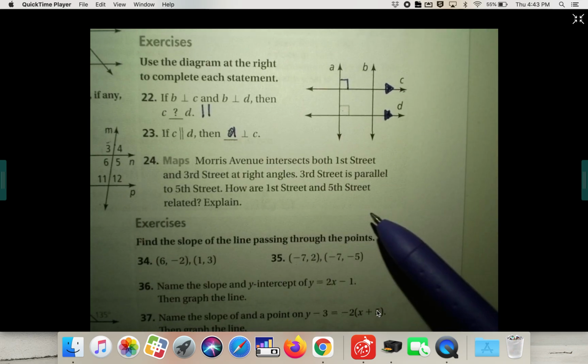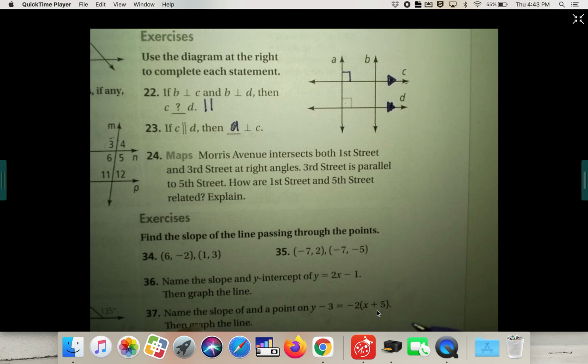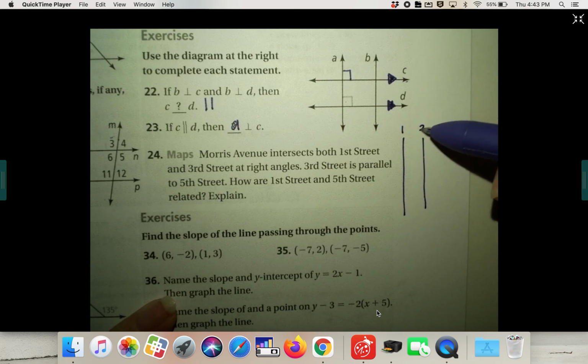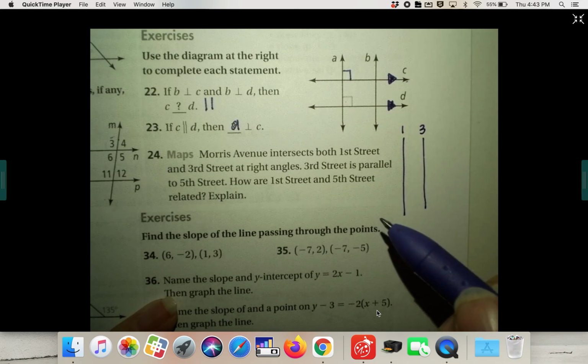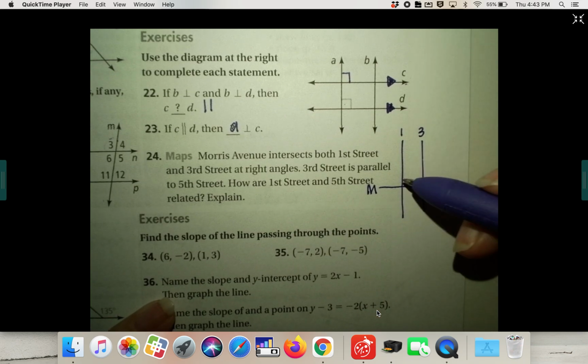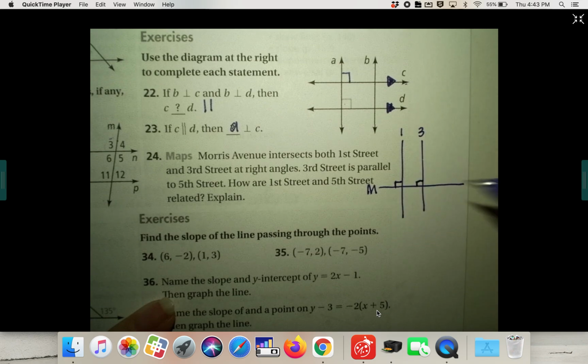Okay, maps, I actually had to draw this one out. Morris Avenue intersects both 1st Street and 3rd Street. So here's 1st Street and here's 3rd Street. 1 and 3, 1st Street and 3rd Street. Morris Avenue intersects them at right angles. So here's Morris Avenue, and it intersects them both at right angles.